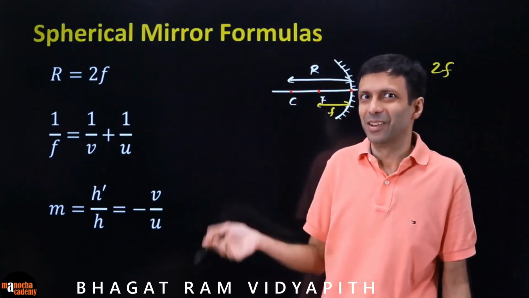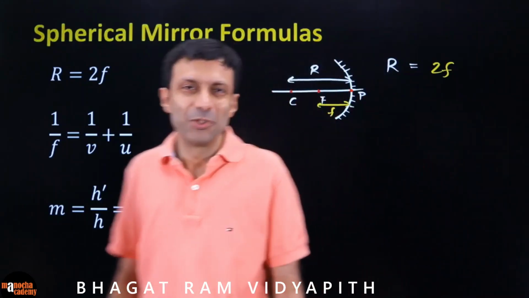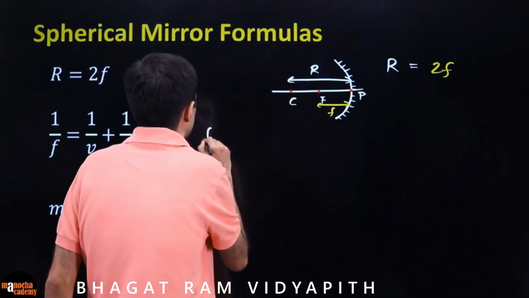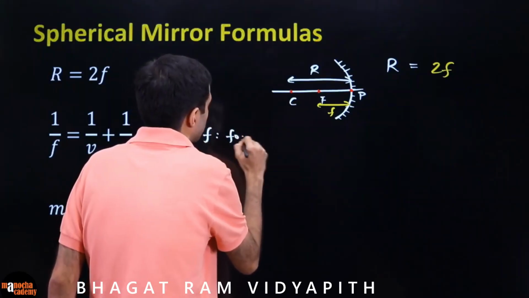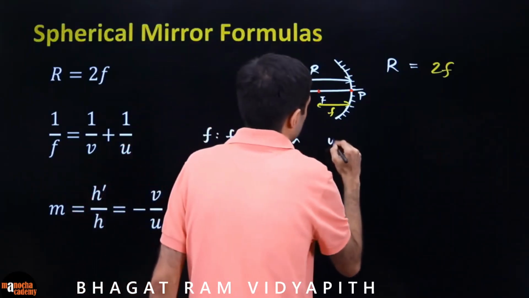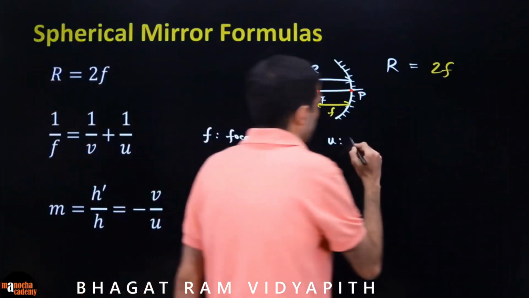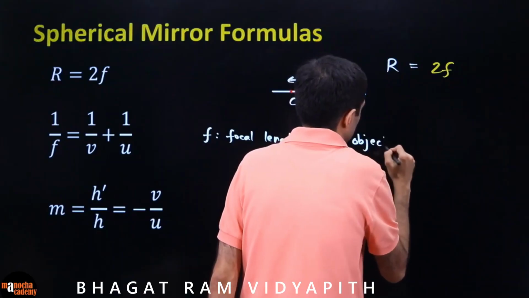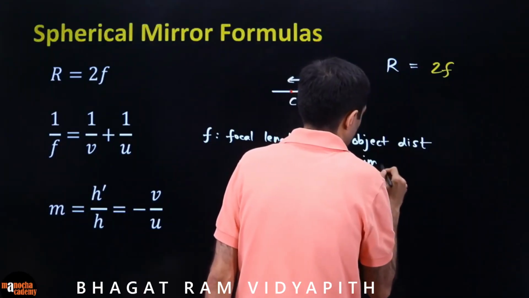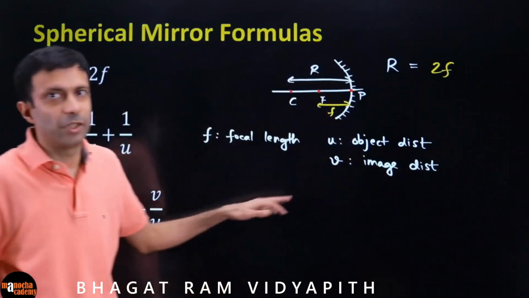In Newton's laws of motion or equations of motion, this is our initial and final velocity. So what do we have here? Here F stands for, F is the focal length, what does U stand for? U is the object distance, and V is the image distance.